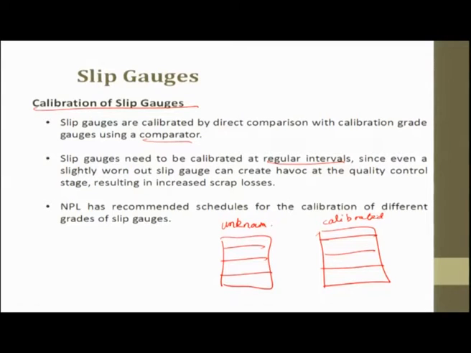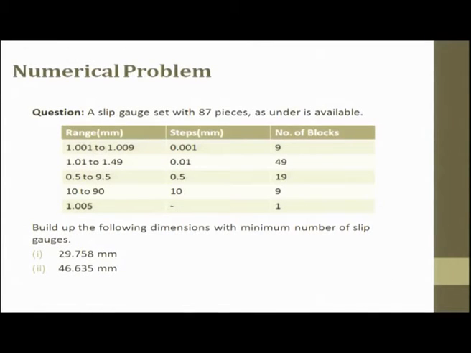Since even the slightest wear of the slip gauge can create havoc in the quality, NPL has recommended schedules for calibrating the slip gauges at different levels. A slip gauge set with 87 pieces is available. So, here is a numerical problem which we wanted to solve.